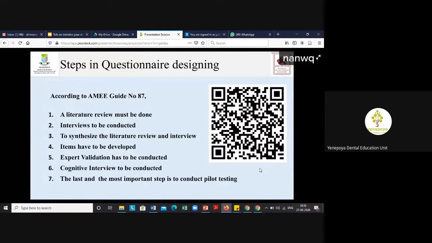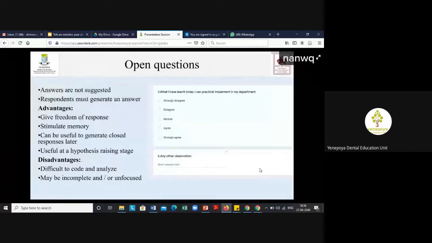There is nothing wrong. You have to go back to the drawing board after doing all these things. It is better than collecting all the information and then coming to know that this questionnaire is not doing what it's supposed to do. Okay, so I hope you have already got the article. You can go through the article to gain more information on that. So let me come to the main part. What are these open-ended questions?